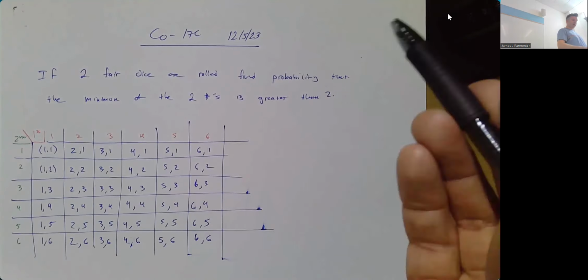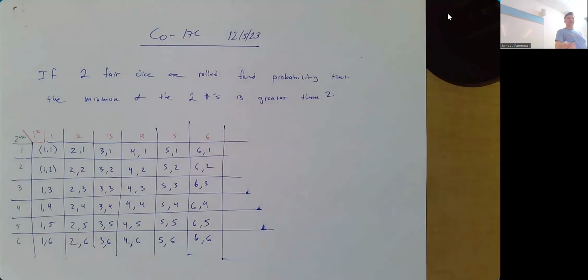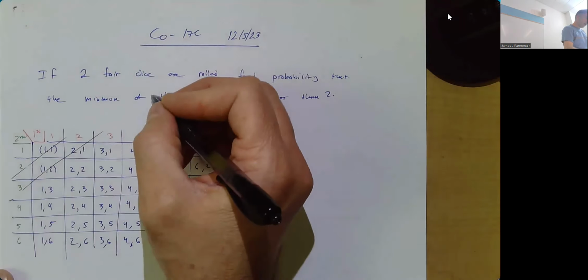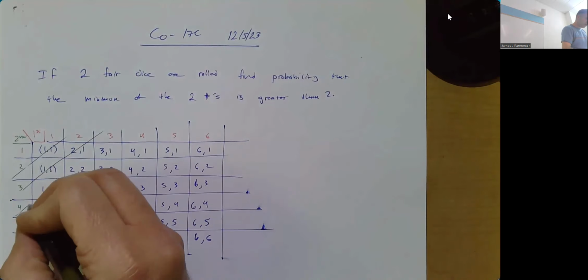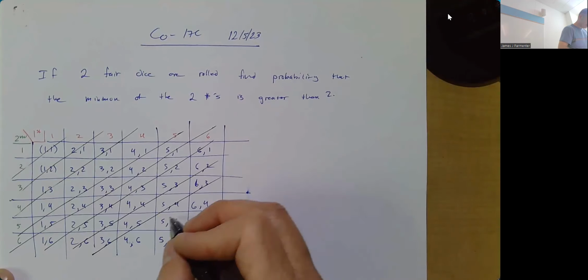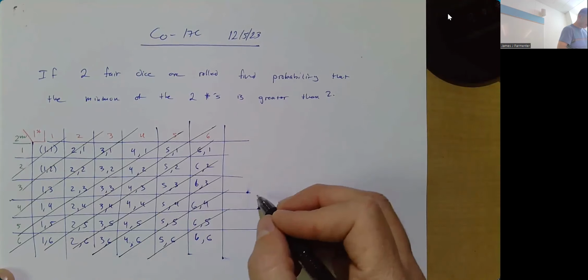The nice thing about the way we did this table is that every diagonal from lower left to upper right adds up to the same amount. So this diagonal adds up to 2, this diagonal adds up to 3, this one adds up to 4, this one adds up to 5, to 6, to 7, to 8, to 9, 10, to 11, to 12. The really nice thing about drawing the table in this way.